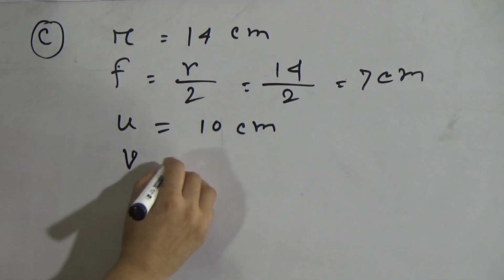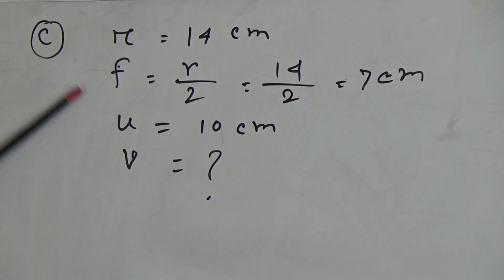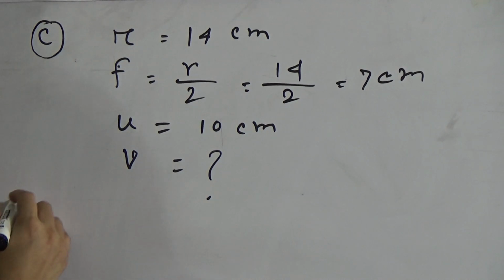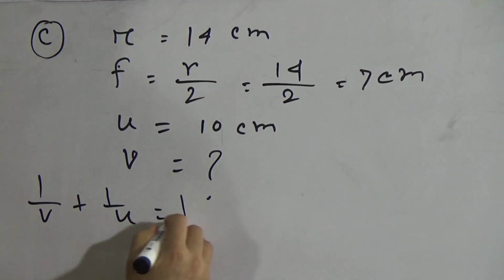So distance of the image v equals to what? My dear students, now we will solve this problem, and we have to write the formula now. And we know 1/v + 1/u = 1/f.